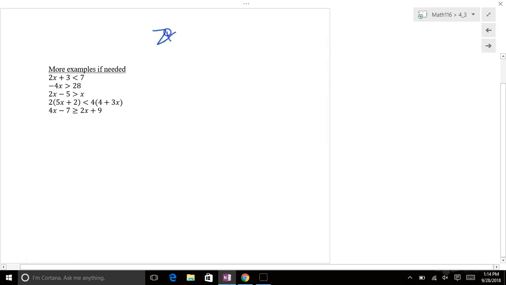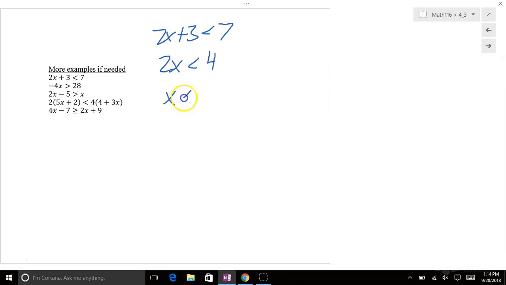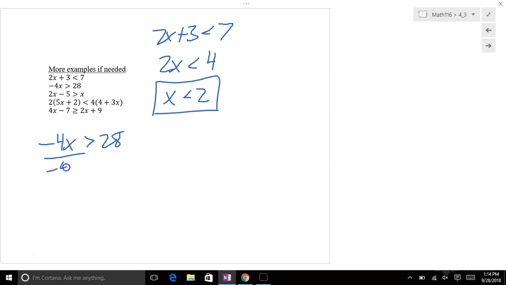A few more. 2x plus 3 less than 7. Subtract 3 from both sides. 2x is less than 4. Divide by 2 on both sides. And that's a positive 2 that you're dividing by, so no issues with the sense of the inequality. Whereas with negative 4x is greater than 28, when we divide by negative 4, we got to switch that.